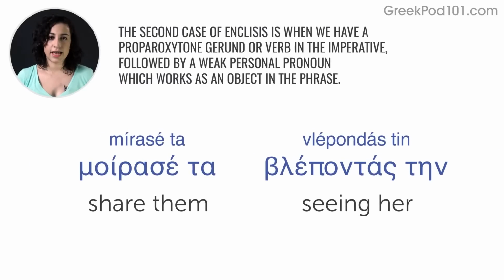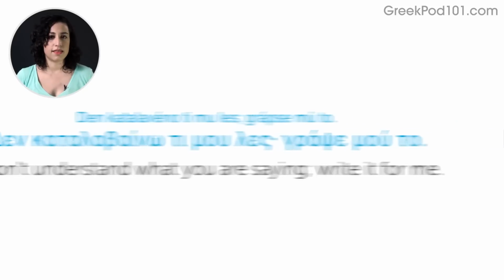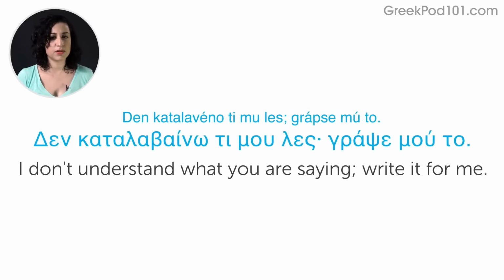The second case of enclisis is when we have a proparoxyton gerund or verb in the imperative, followed by a weak personal pronoun which works as an object in the phrase. For example, μοίρασέ τα, share them, and βλέποντάς την, seeing her. Here are some sample sentences. Μάζεψέ το αυτό που πέταξες κάτω. Pick up what you dropped. Δεν καταλαβαίνω τι μου λες. I don't understand what you are saying. Γράψε μου το. Write it for me.